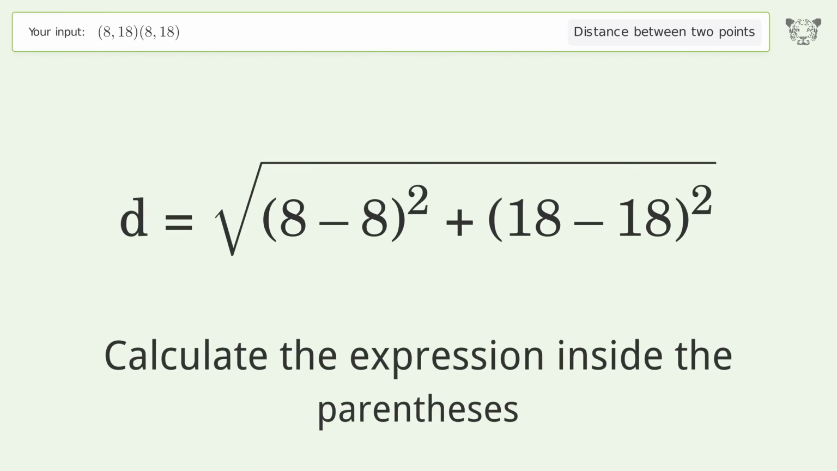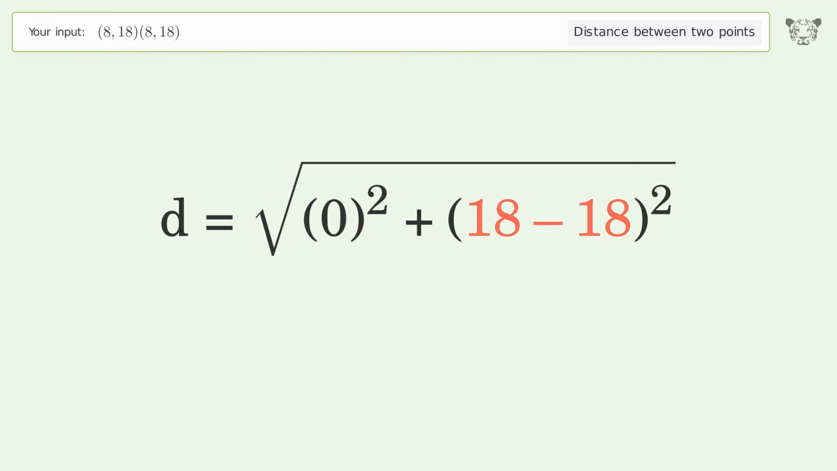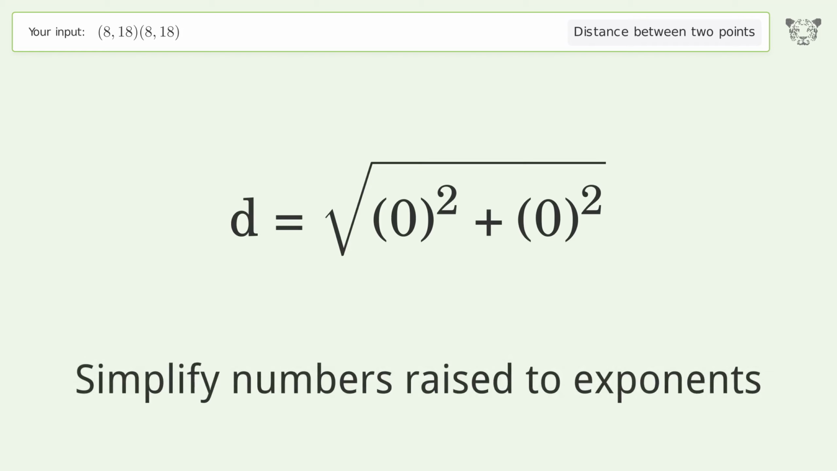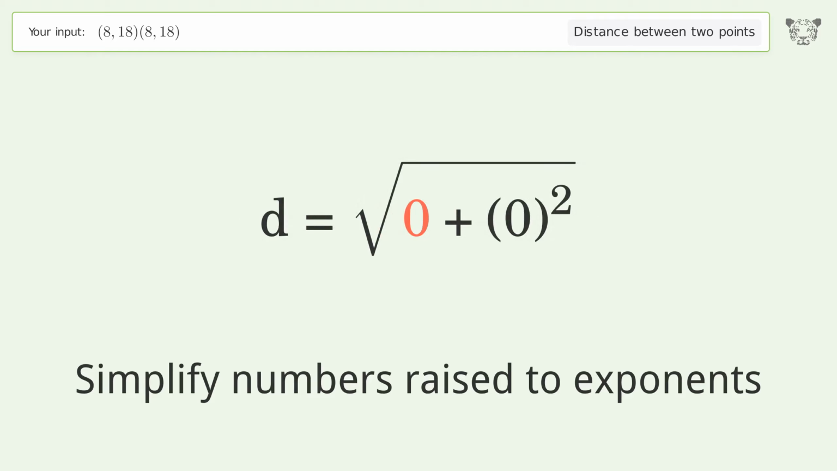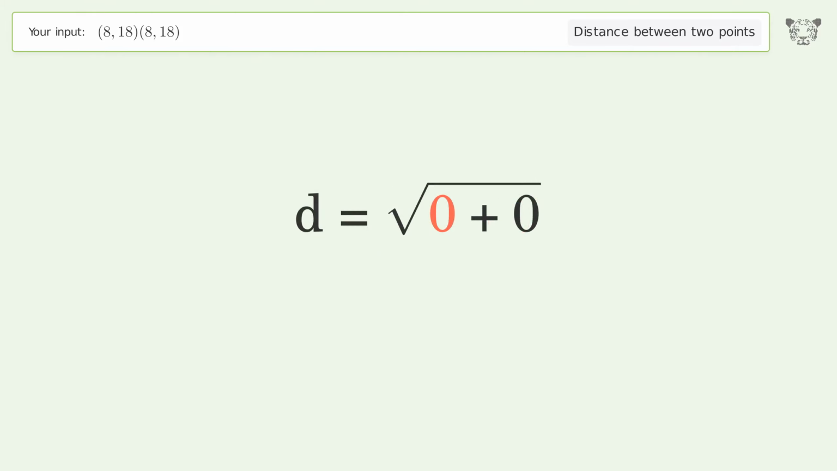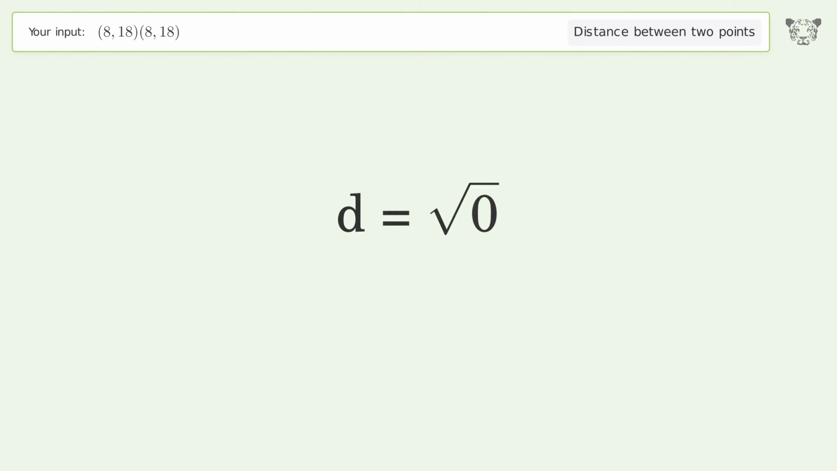Calculate the expression inside the parentheses. Simplify numbers raised to exponents. Simplify the arithmetic. And so the distance between the 2 points is the square root of 0, or 0.